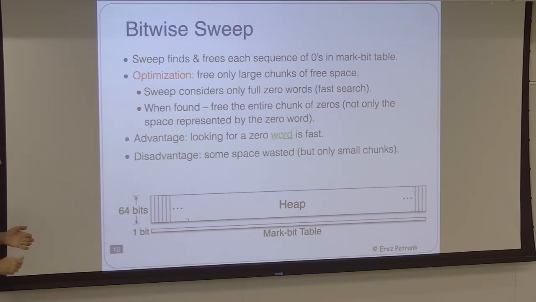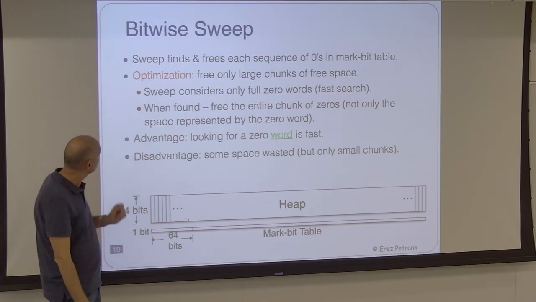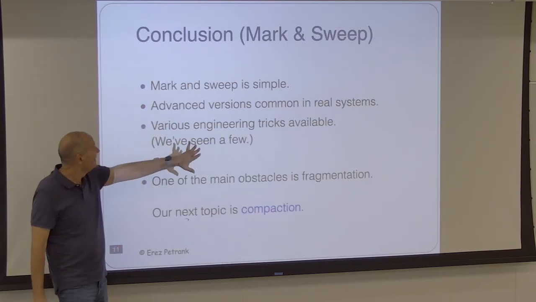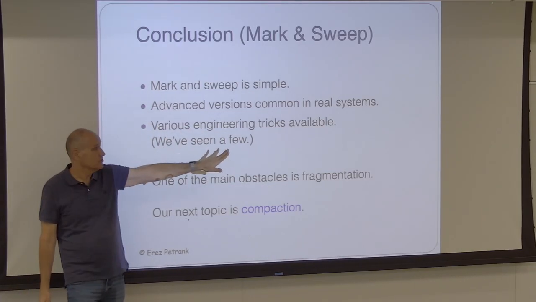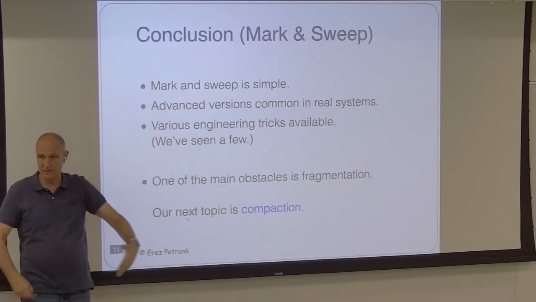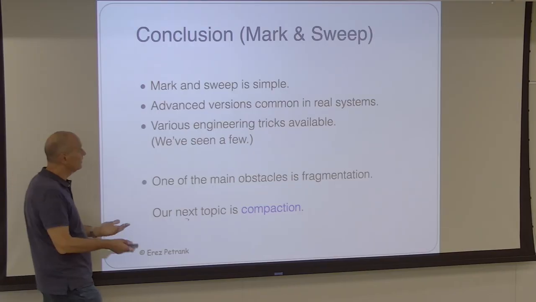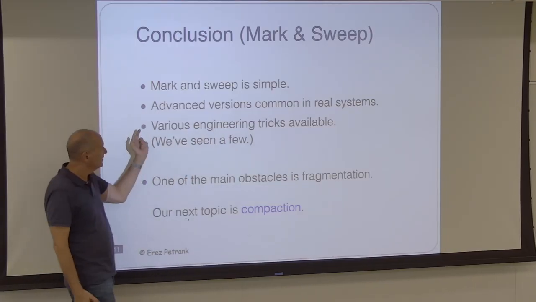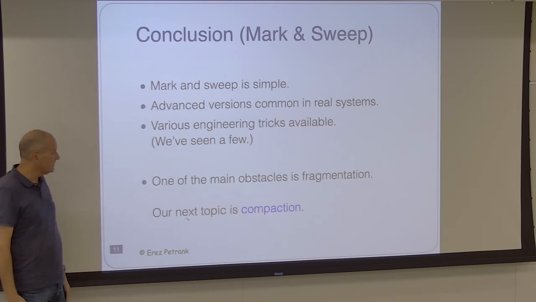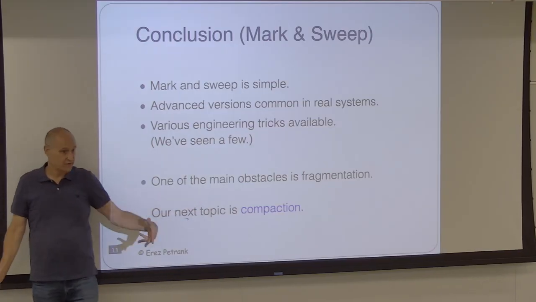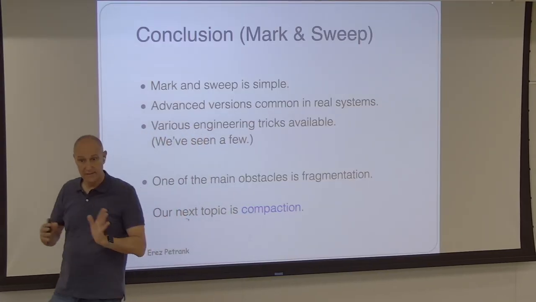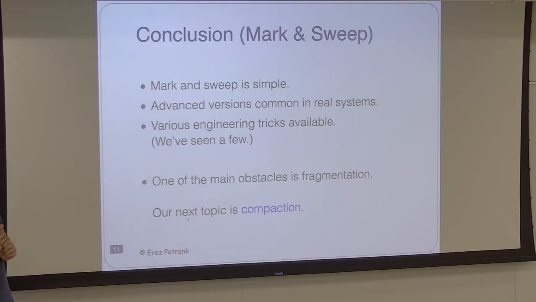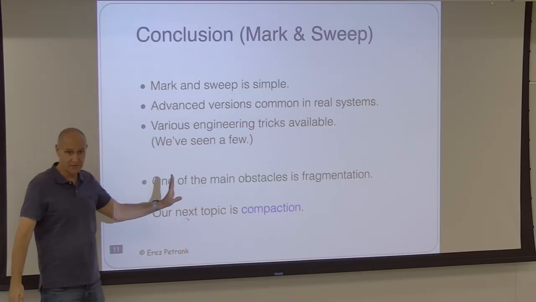Okay. Cool. Okay, we have bitwise sweep. So now we can finish mark sweep. So mark sweep is simple. There are very advanced versions that we will maybe talk about in terms of concurrency and parallelism, and they're used in real systems. We've seen various engineering tricks, and the only problem is that we have fragmentation. Things do not move like in copying, and so we need to take care to compact the heap once in a while. And this is our next topic. Questions about mark sweep before I switch?